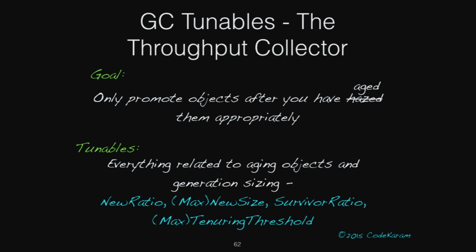Everything related to aging objects and generation sizes, all the options that you know of: the new ratio, max new size, survival ratio, tenuring thresholds. Tenuring thresholds are the ones that help you with the appropriate aging. Those are the age thresholds, basically.